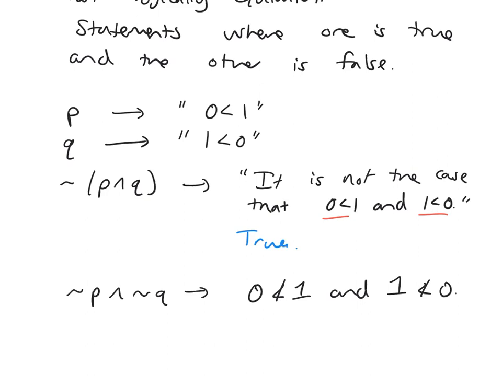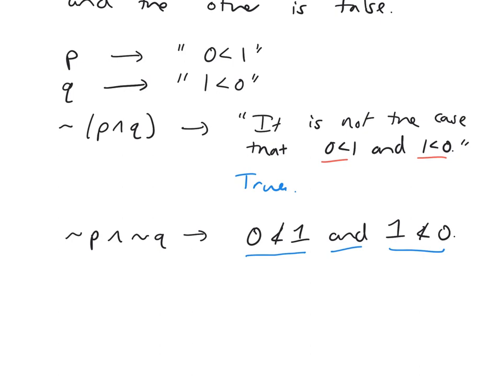So if I look at each piece, this part is false. 0 is less than 1. 1 is not less than 0. That's true. So one of them is false and one of them's true, but there's an and between them. And so this statement is false. So we have two different truth values here. The first statement form had a true truth value, and then the second one had a false truth value. So they're not logically equivalent.